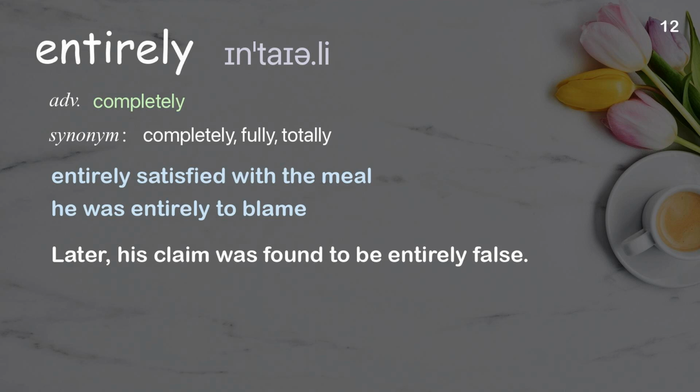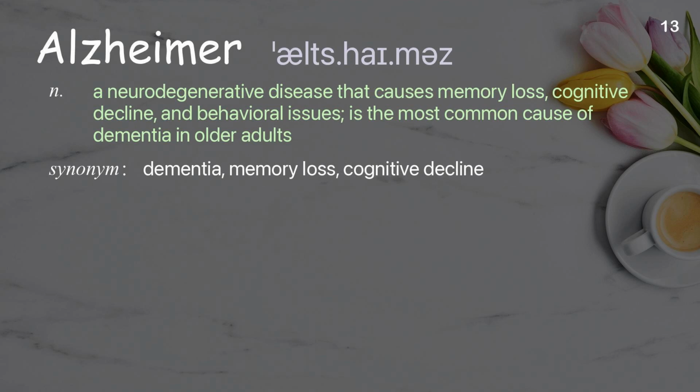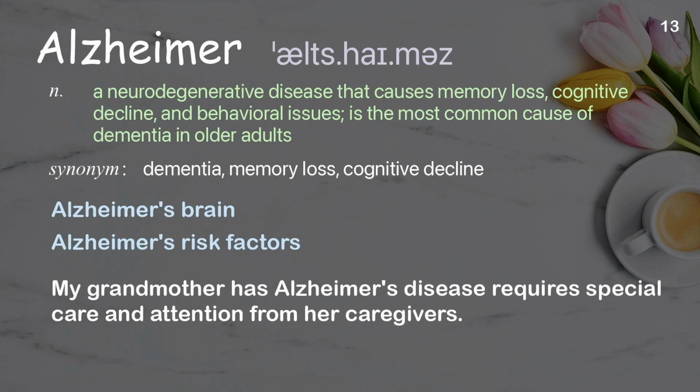Alzheimer: a neurodegenerative disease that causes memory loss, cognitive decline, and behavioral issues, is the most common cause of dementia in older adults. Examples: Alzheimer's brain, Alzheimer's risk factors. My grandmother has Alzheimer's disease, requires special care and attention from her caregivers.